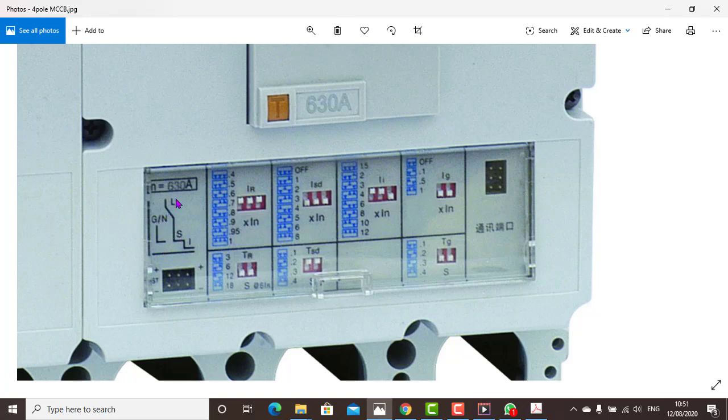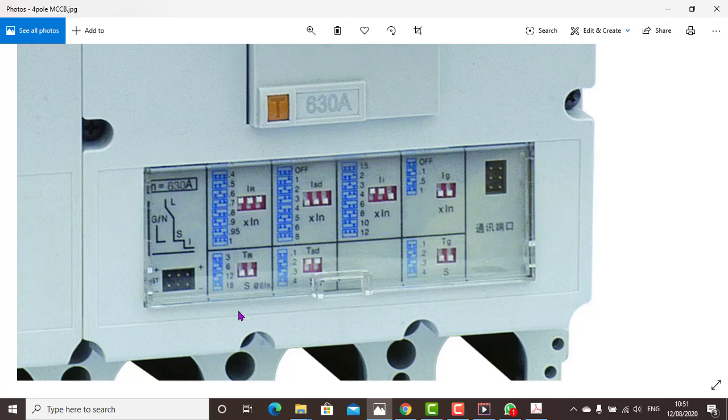We have LSIG. L means long, S means short, I means instantaneous. Then we have G. G means ground, N means neutral. Okay. Now look at these dip switches here. You can see that we have IR equals X times IN. X is the setting you do here. If you push these switches all up, remember, this is a relay to help the breaker to trip. When the fault comes in, the time setting holds until that time is reached. If the fault is still there, it will now open the line. It will trip and save everybody from problem.